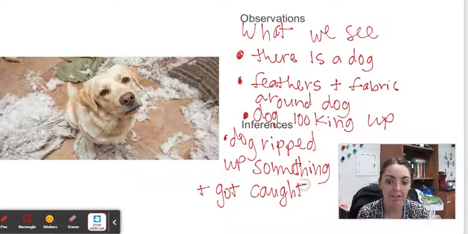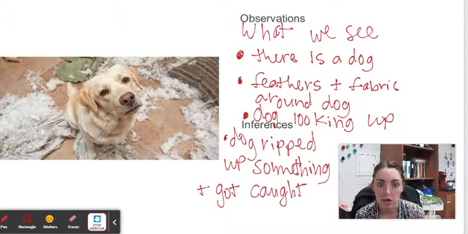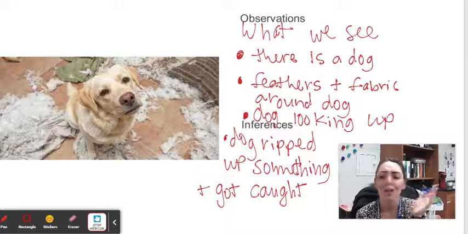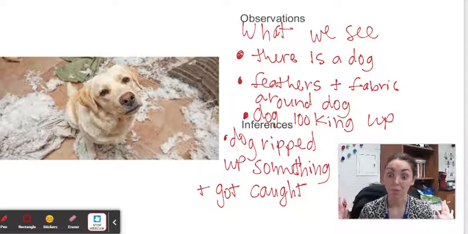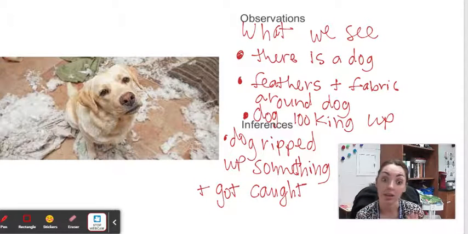And so I can't see that. I mean, I wasn't there. I don't know that the dog ripped up whatever that is. You know, maybe it was a different dog. Maybe it was a kid. Maybe the dog found it that way. I don't know. I'm just inferring from what I see that the dog ripped up, I think it's a pillow.